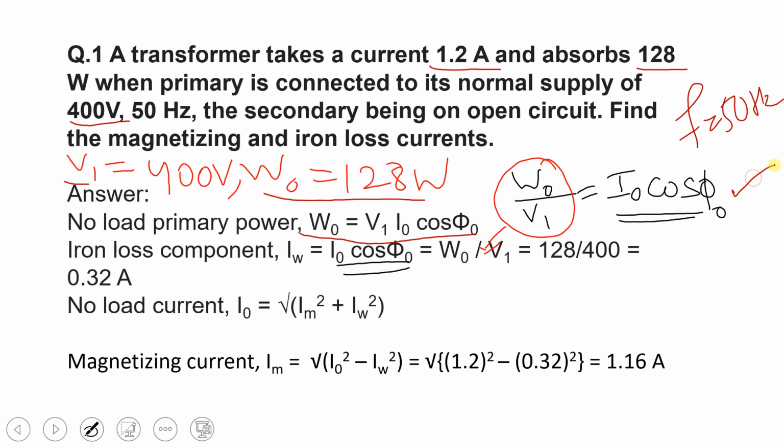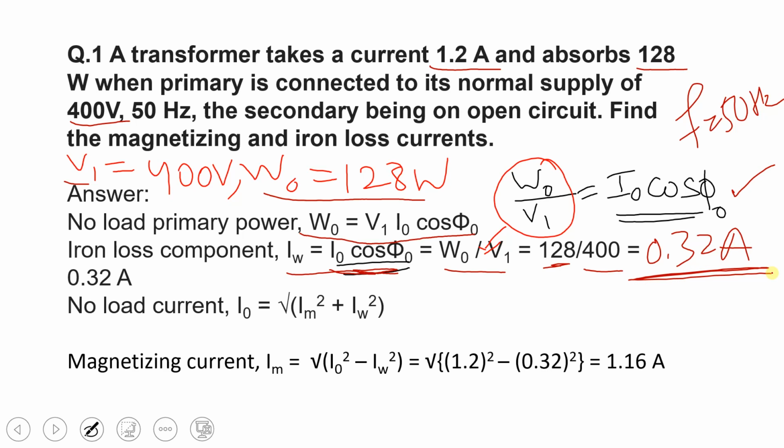Then the iron loss component Iw is equal to, what is Iw for us, I naught cos phi. So we can replace this I naught cos phi with this value. We can write it W naught by V1. Now we know the value of W naught is 128, V1 is 400, and we calculate its value, it is 0.32 ampere. So the iron loss component is this much.